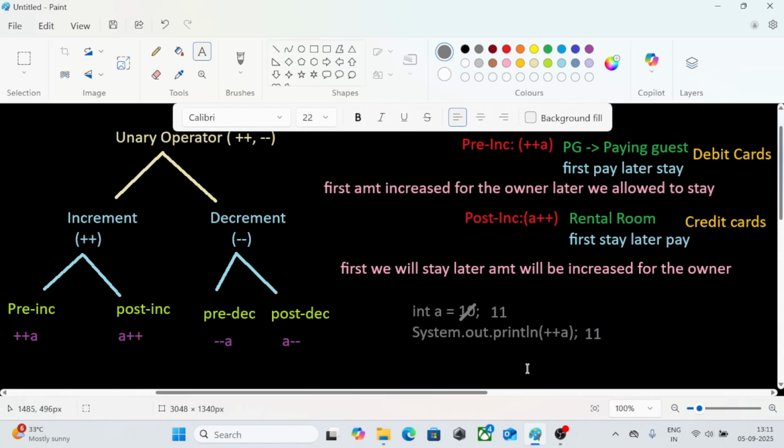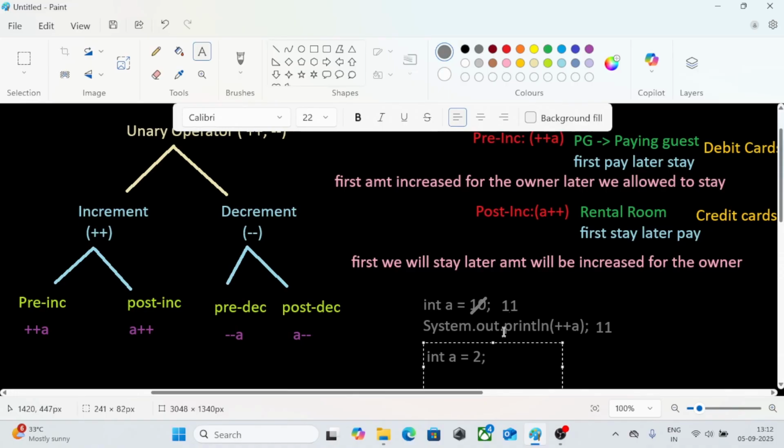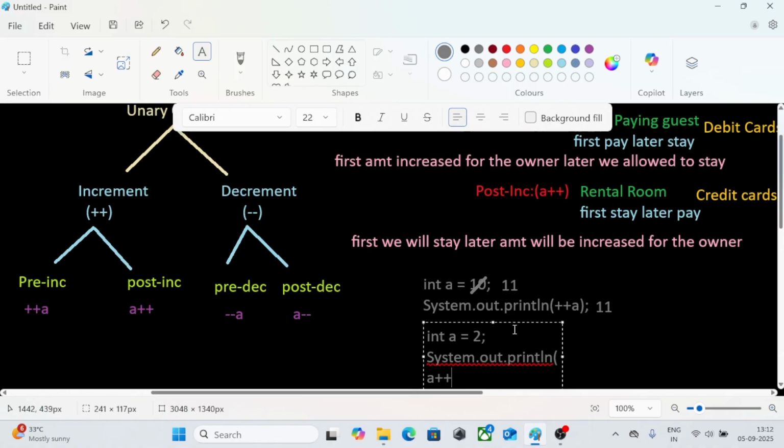In the same manner, let us take one example for post-increment also. int a is equal to something, I'll take 2. Okay, so here what I'm doing, System.out.println of a++. So a is equal to 2 and a++. So first is the symbol, no, it's an operator. First assign the value here. What is the a value here? The a value is nothing but 2. Okay, later what is there? Plus means increase the value, so it will become 3. The a value becomes 3 here.